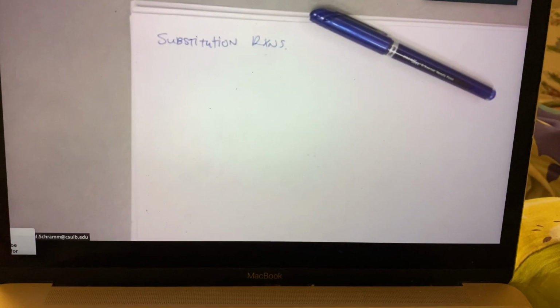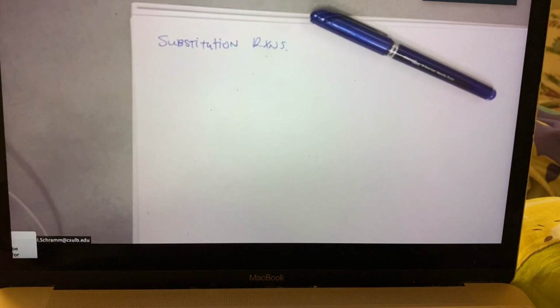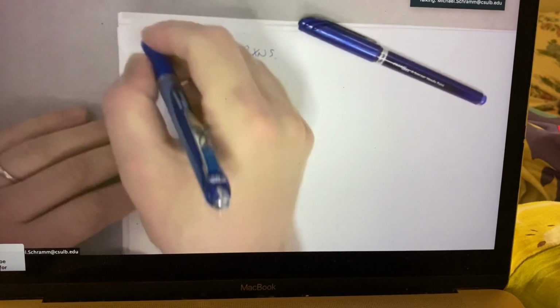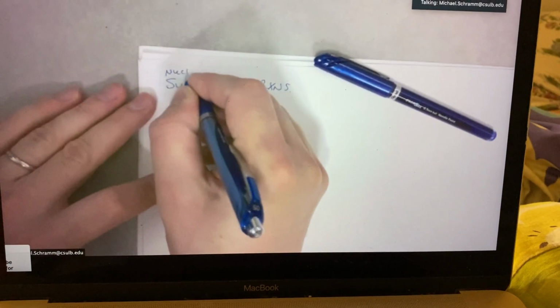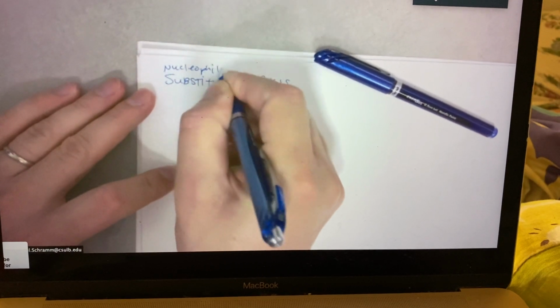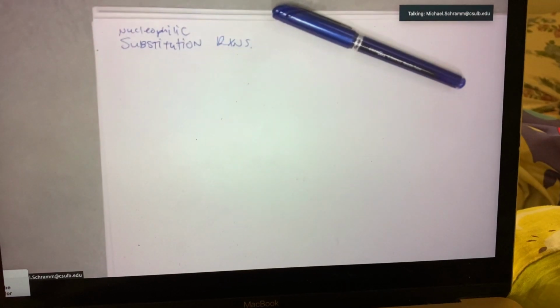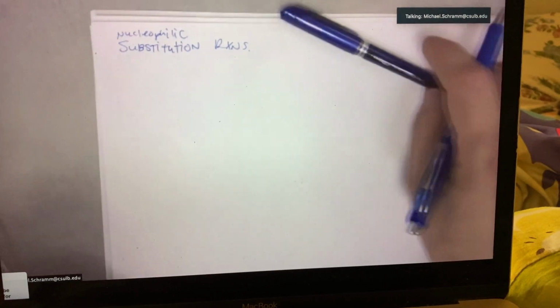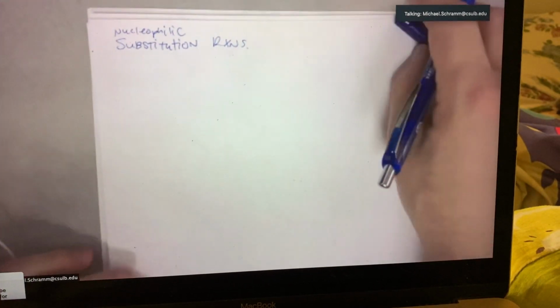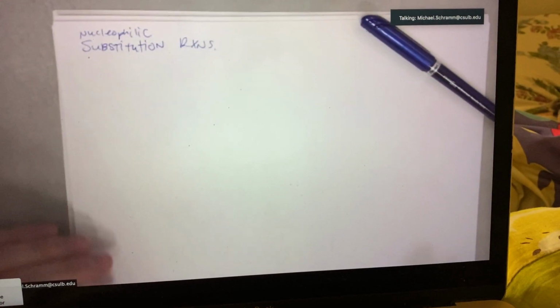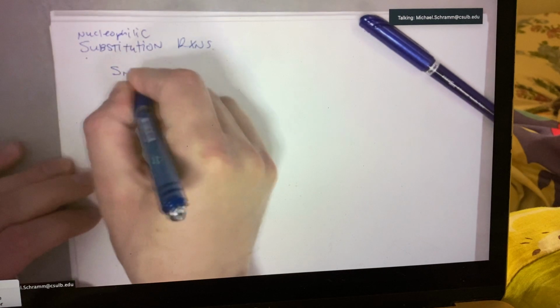There are substitution reactions, and we've learned about one of these so far. It was the radical halogenation reaction, but the ones that we're interested in are nucleophilic substitution reactions. Okay? We learned about radical halogenation, that was a substitution reaction, but now we're going to learn about nucleophilic substitution reactions, and the most important one that we're going to learn about is called the SN2 reaction.